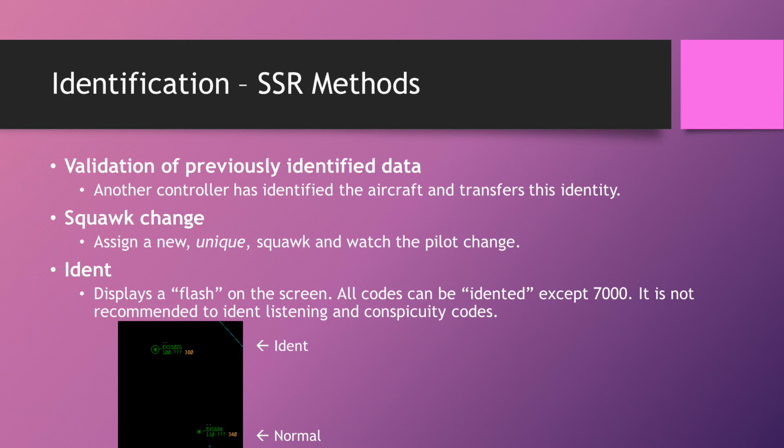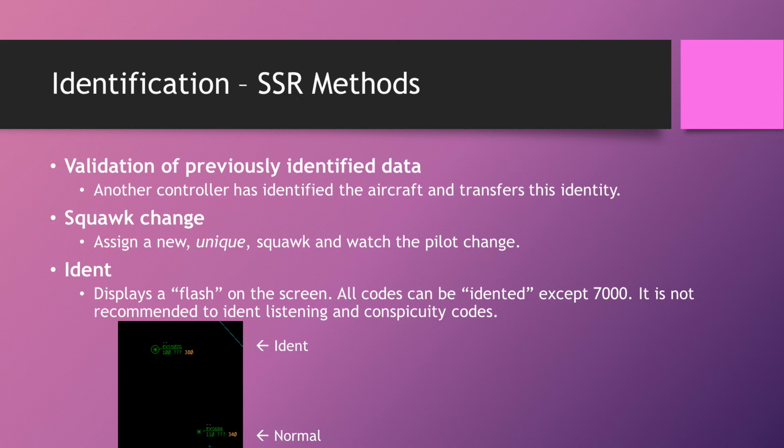And lastly, we have ident. So this is probably the most common one on VATSIM. It's when it displays a flash on your screen. So all squawk codes can be idented except 7000. That's the only code that cannot be idented. It's not recommended to ident a listening or a conspicuity code. However, you can do it. So it's better that you use another identification method, but you could ident them if you need to.